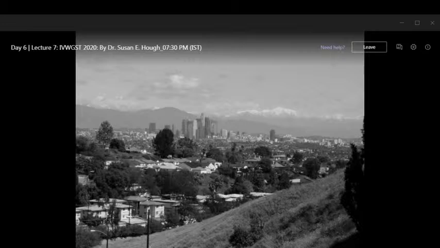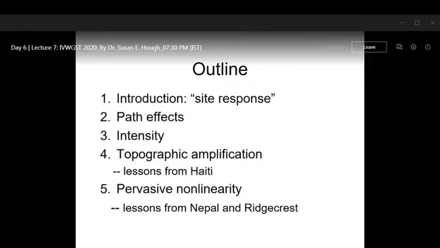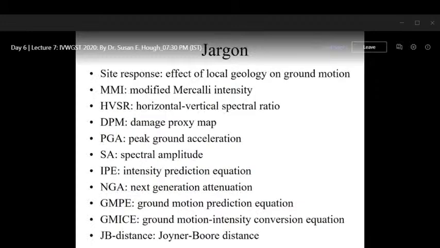So an outline of my talk, I'm going to do a brief introduction of what we mean by site response. I'm going to talk about path effects, intensity, and then I'm going to talk about what we call topographic amplification and pervasive nonlinearity. A lot of jargon in ground motions. If you start to read papers, this is a partial list. The basic definition is site response is the effect of local geology on ground motion, and that's what this talk is about.